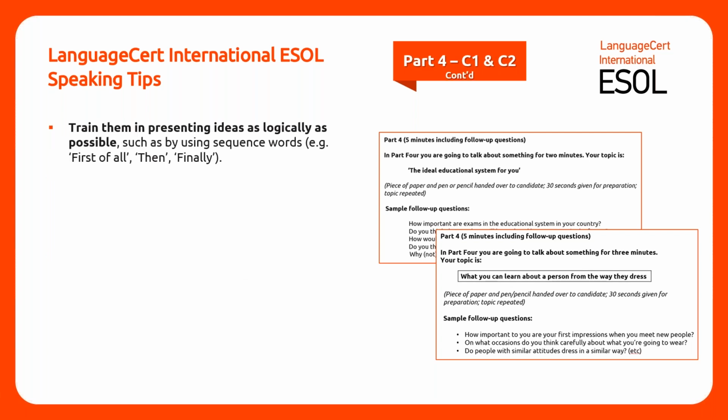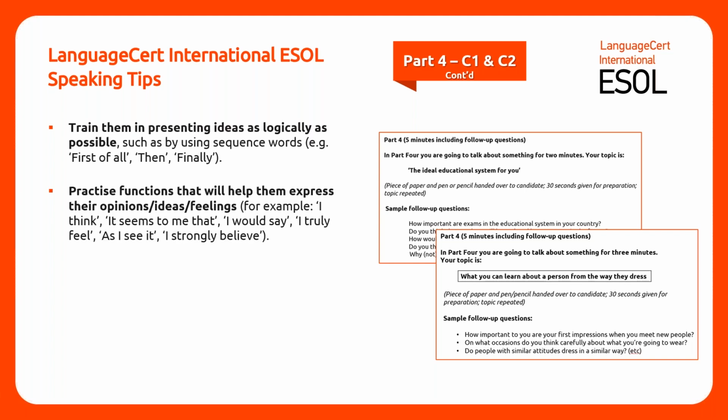Train them in presenting ideas as logically as possible, such as by using sequence words. First of all, then, finally. Practice functions that will help them express their opinions or ideas or feelings. For example, I think, it seems to me that, I would say, I truly feel, as I see it, I strongly believe.